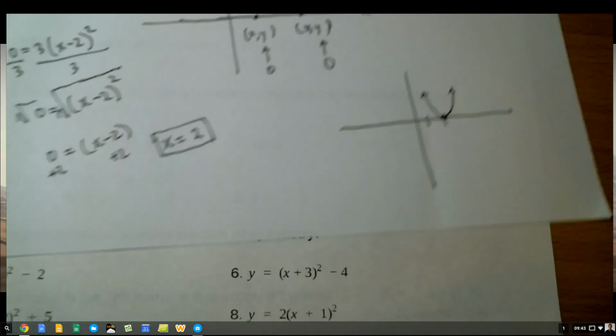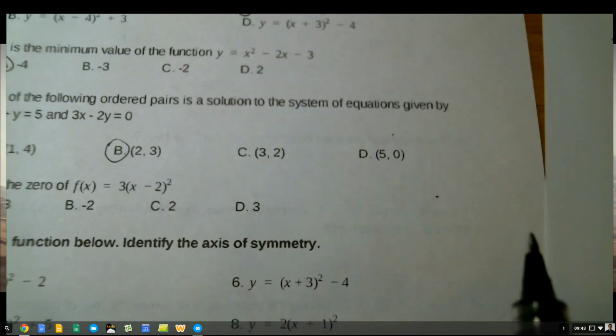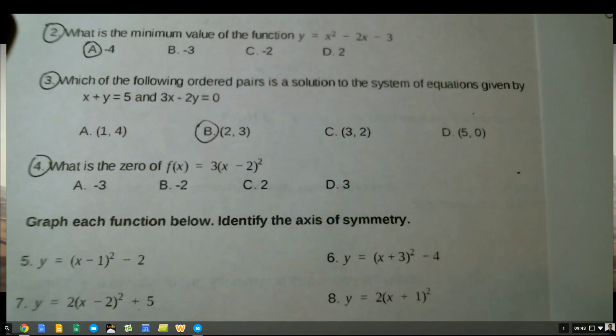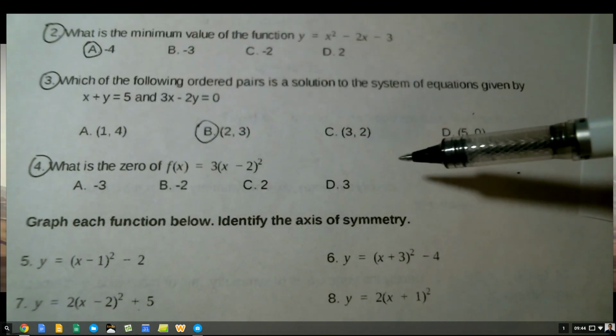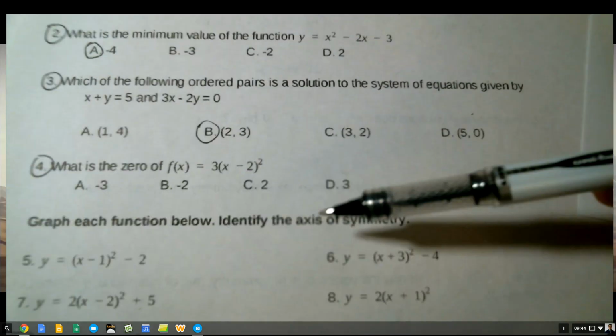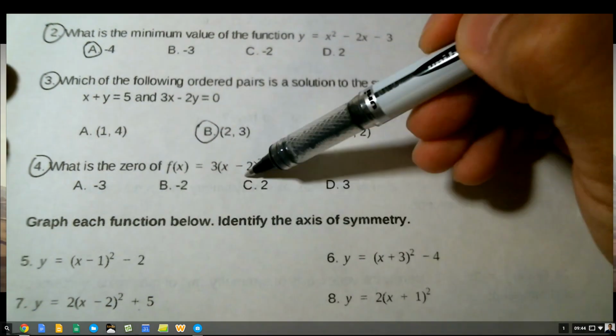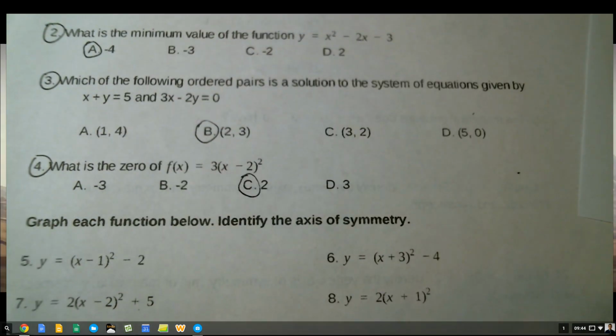So let's take a look at our multiple choice. What is the 0 of f of x equals 3 times (x minus 2) squared? We said it was 2, so the answer would be C. Okay?